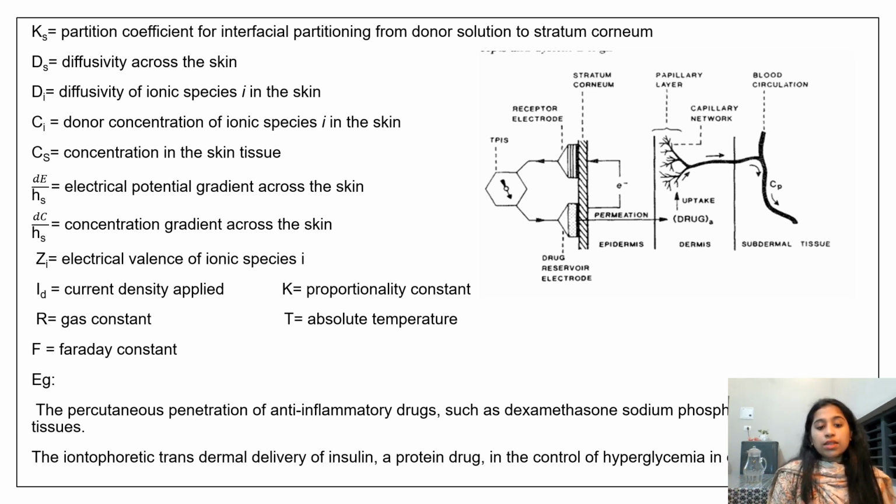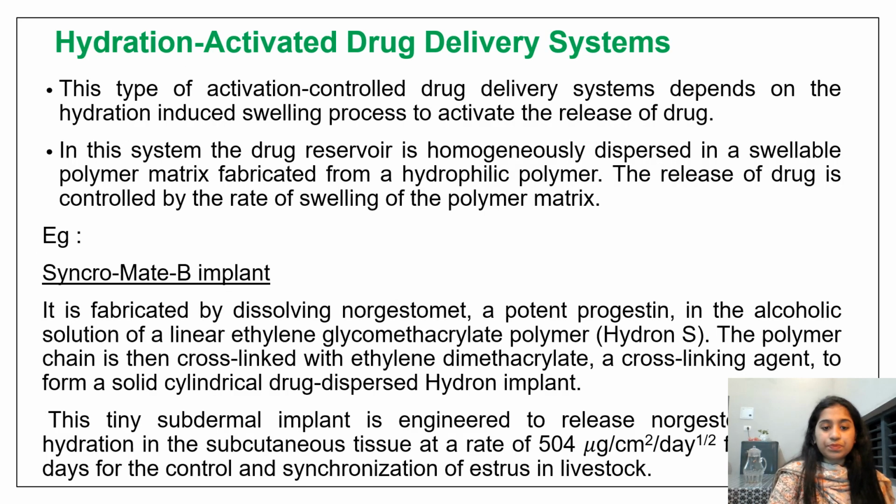The examples are the percutaneous penetration of anti-inflammatory drugs such as dexamethasone sodium phosphate to surface tissue, and the electrophoretic transdermal delivery of insulin, a protein drug, in the control of hyperglycemia in diabetic animals.